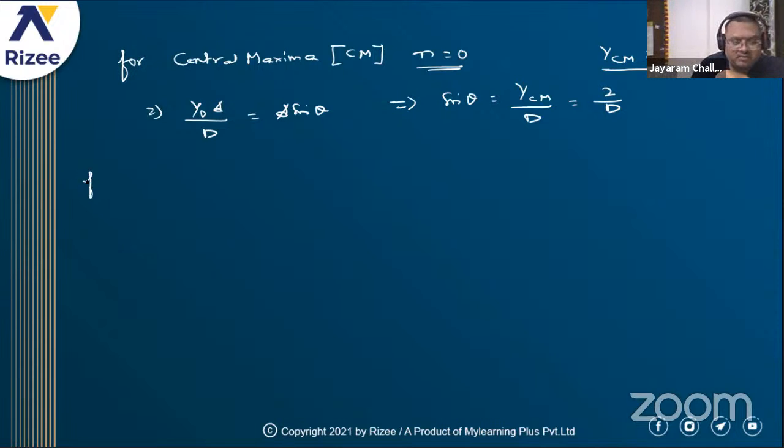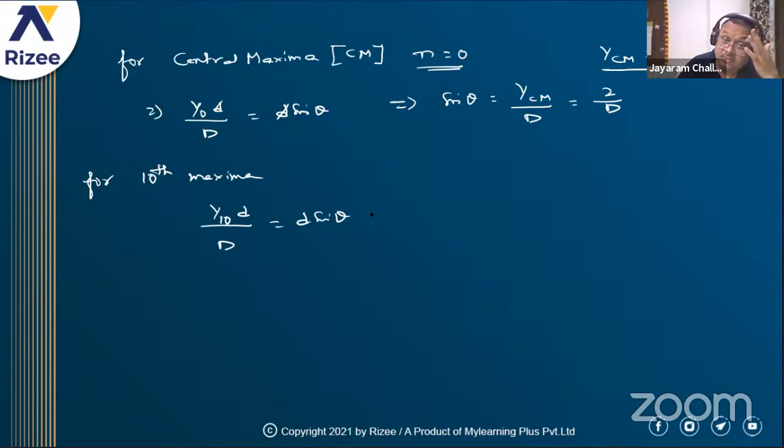Now let's go for the 10th maxima. So for the 10th maxima, y of the 10 into small d by capital D is equal to small d into sine theta. But this should be equal to 10 lambda, because it's a maximum.